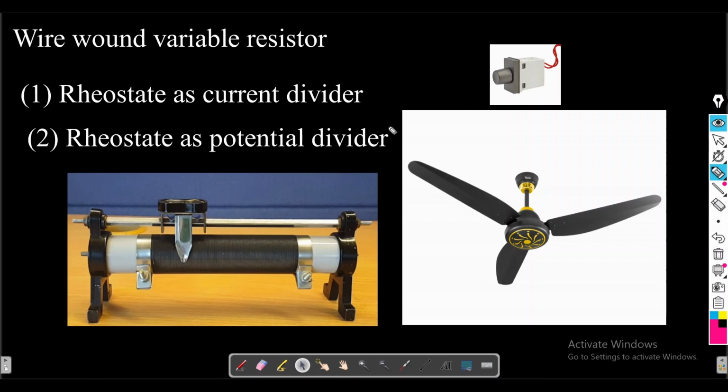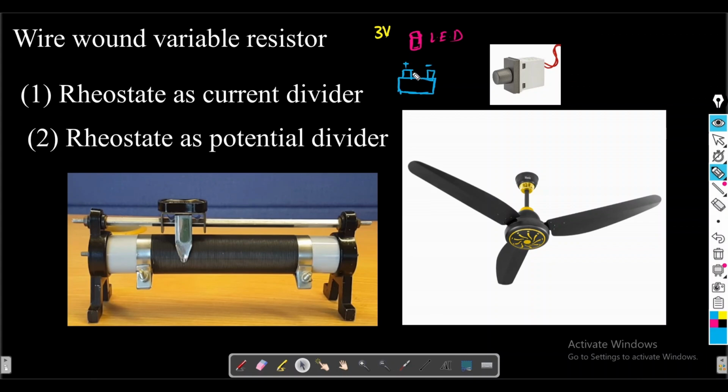Let's say we have a problem statement. Let's consider we have an LED light, and this light requires about 3 volts. We have a 10 volt battery, because no such small voltage battery is available in the market. Therefore we have this 10 volt battery.